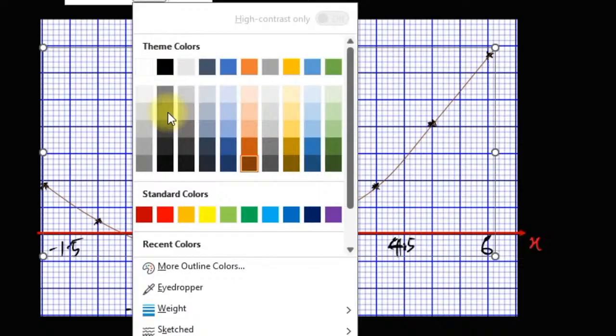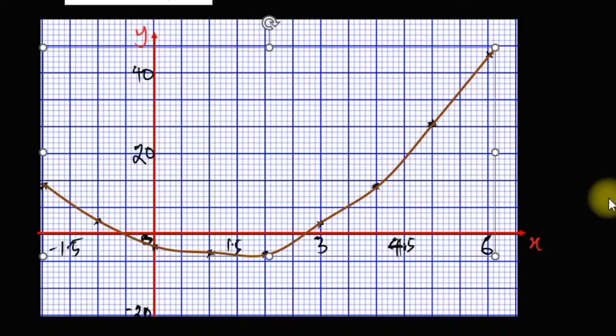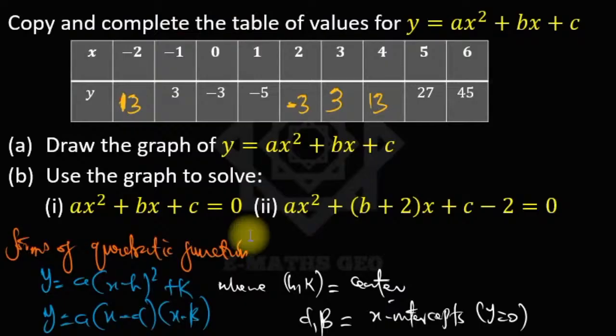Let's increase the thickness so that you can see it. Okay, that's the curve, which is y equals 2x squared minus 4x minus 3. So always label. So that's the curve. So they asked us to use it and solve. We've done this. So use it and solve that.